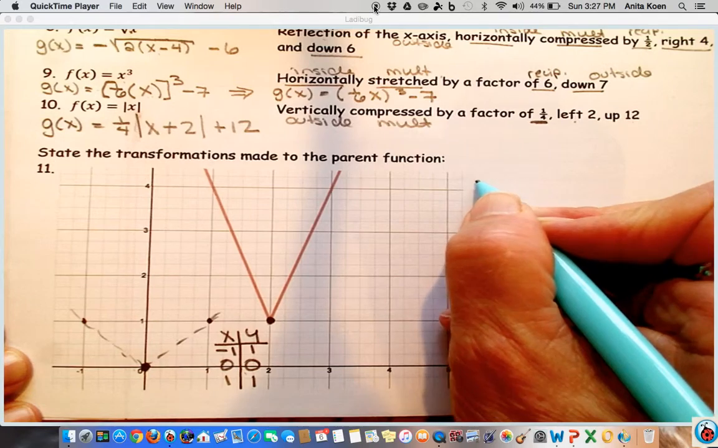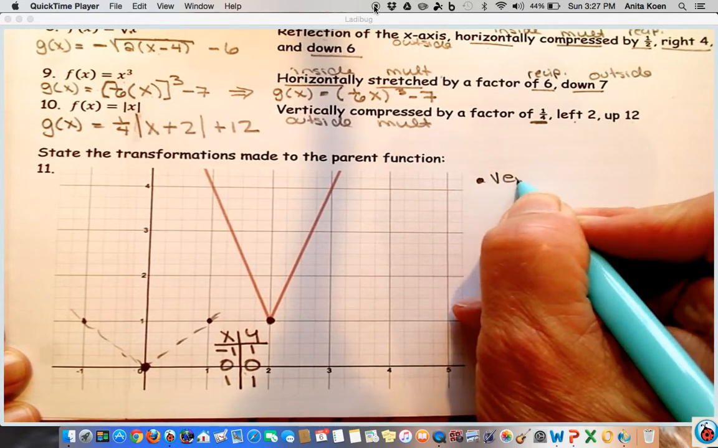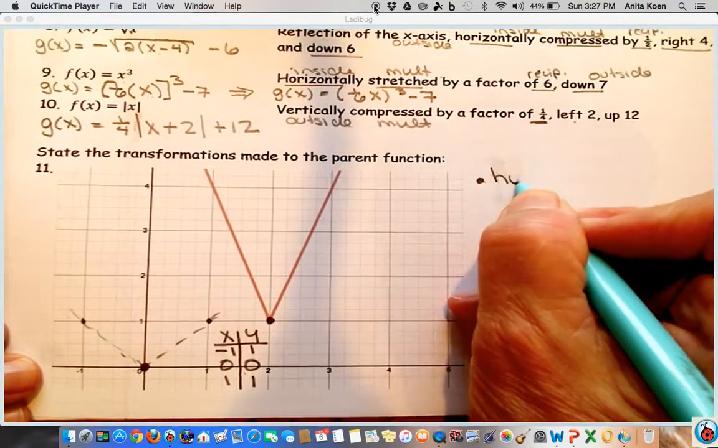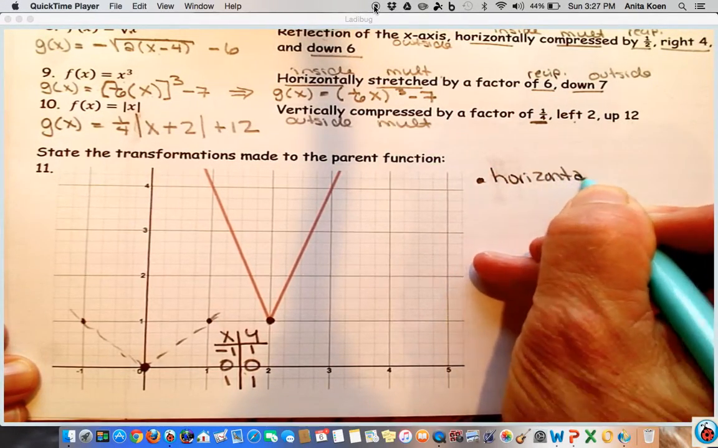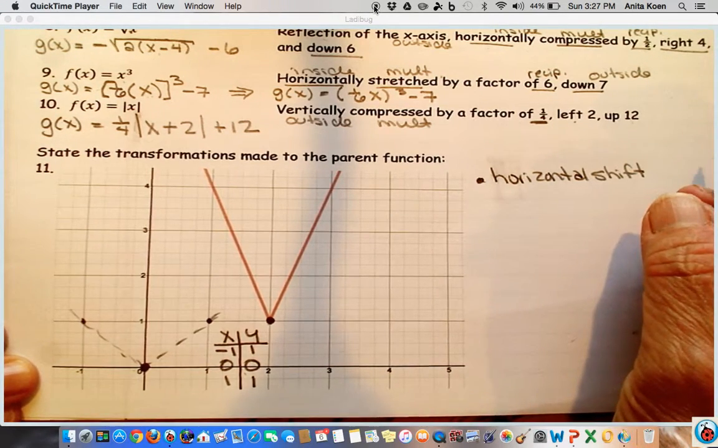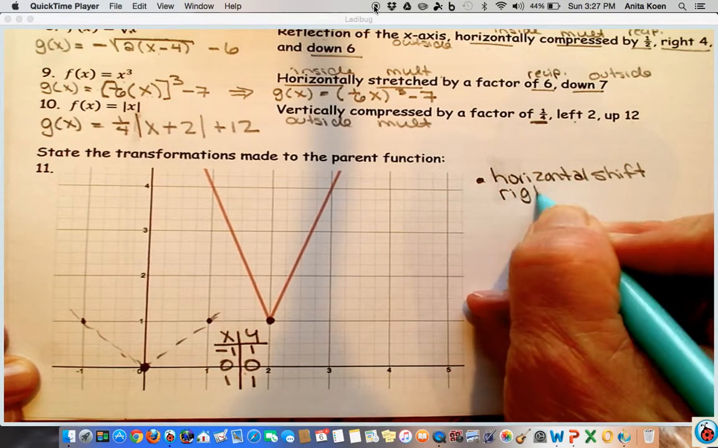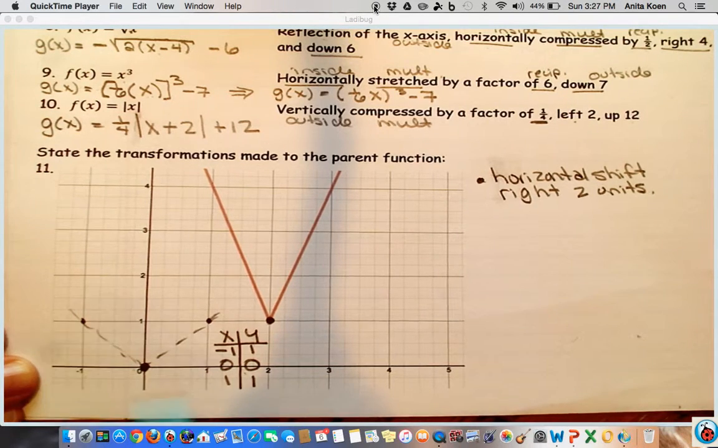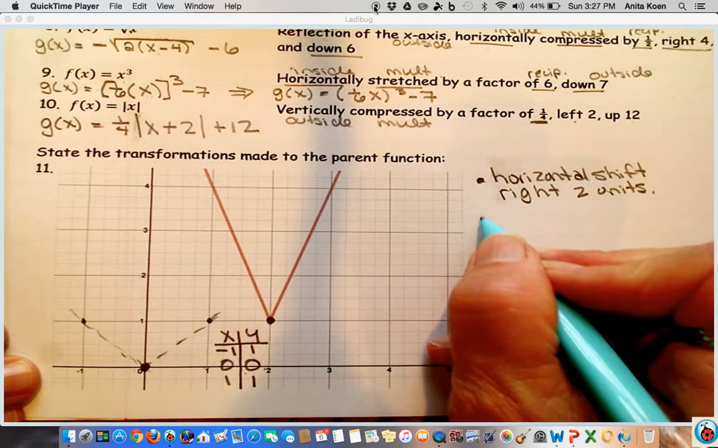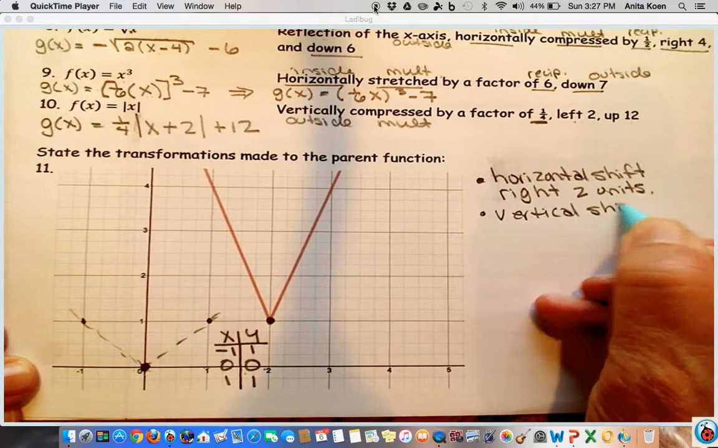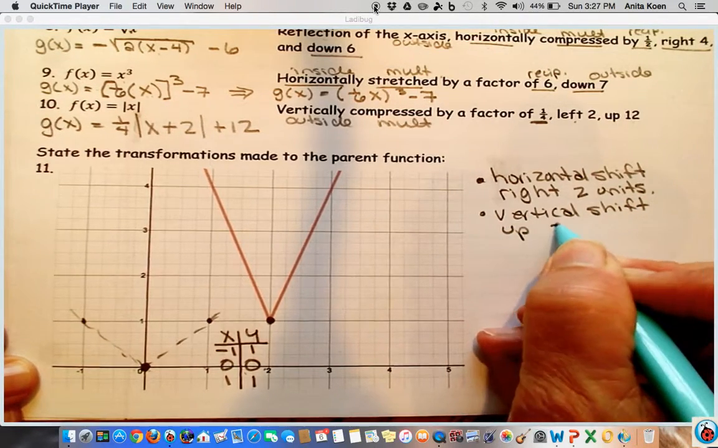So the first transformation that I'm going to write down is a vertical, not vertical, that was horizontal, wasn't it? Horizontal shift right 2 units. Okay, so I went horizontally right 2, and then I went vertically up 1. So it's a vertical shift up 1 unit.